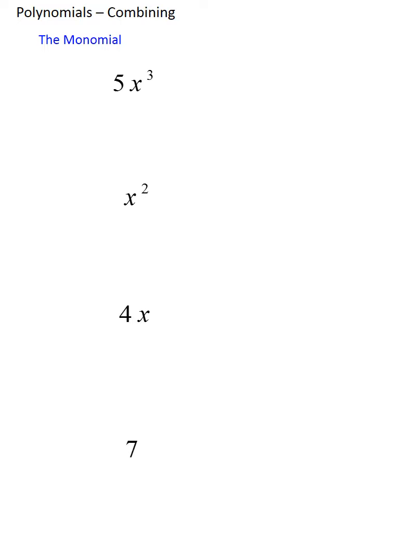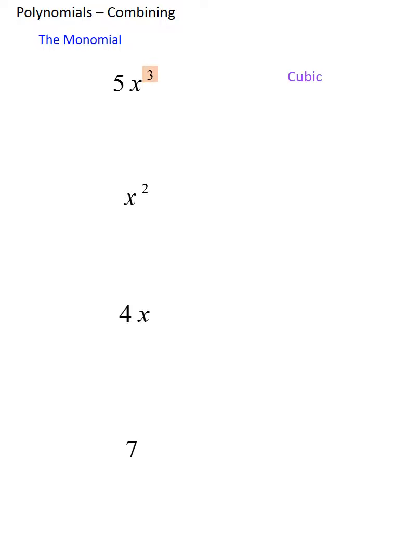And even ordinary numbers like 7 are considered monomials. Where 7 is the coefficient, there's no variable, but we call this monomial a constant. And it's also considered to be the 0-degree monomial because there's no variable at all to give it a degree in the first place.